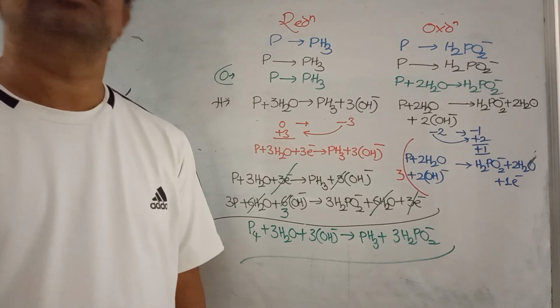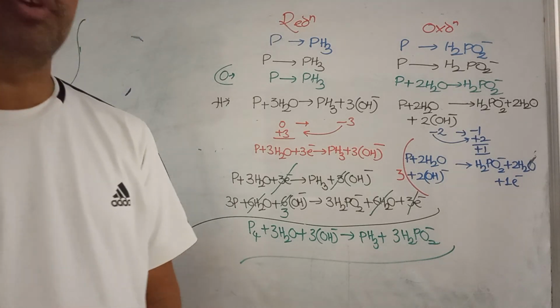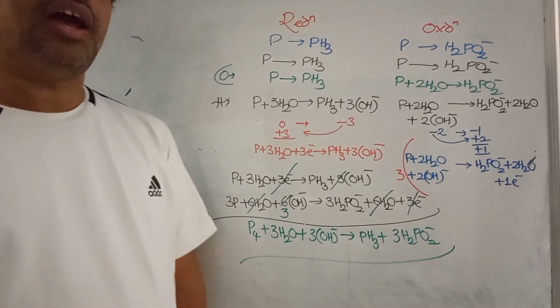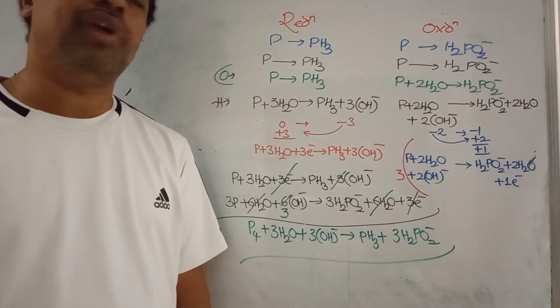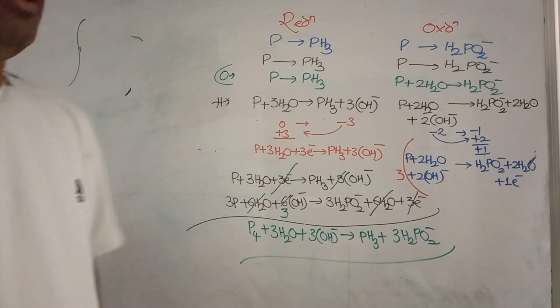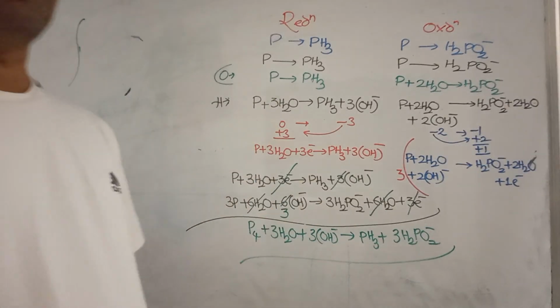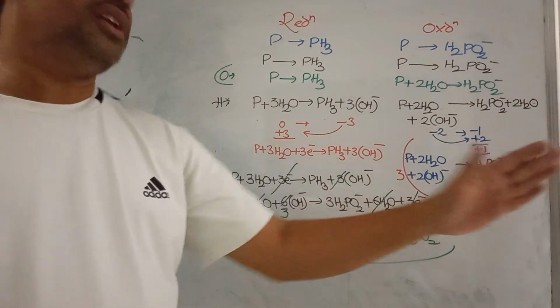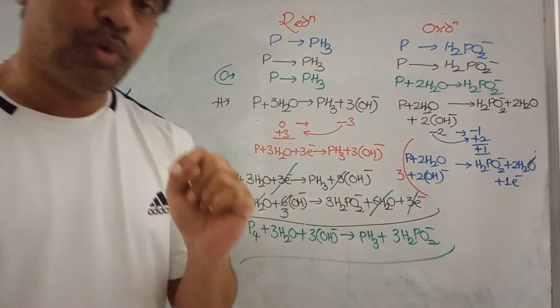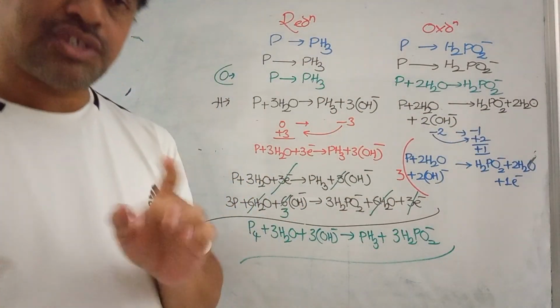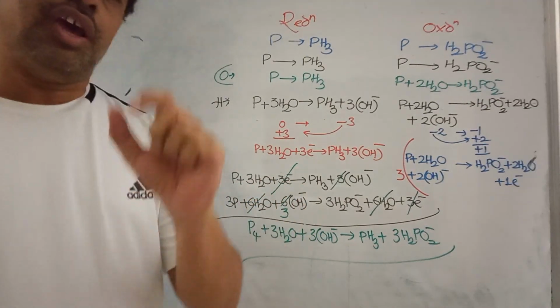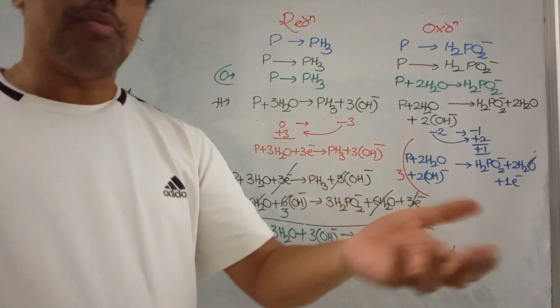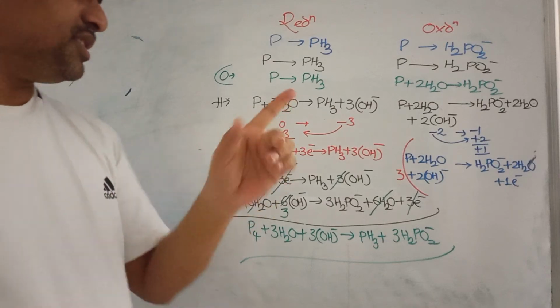Phosphorus when it reacts with base like sodium hydroxide, it gives you PH3 and H2PO2 minus. One very interesting reaction. This is disproportionation, one type of redox reaction. Reduction half, oxidation half. The only important point is when you are balancing hydrogens, you are not using H plus ions, you will be adding H2O, oppositely immediately OH minus ions.